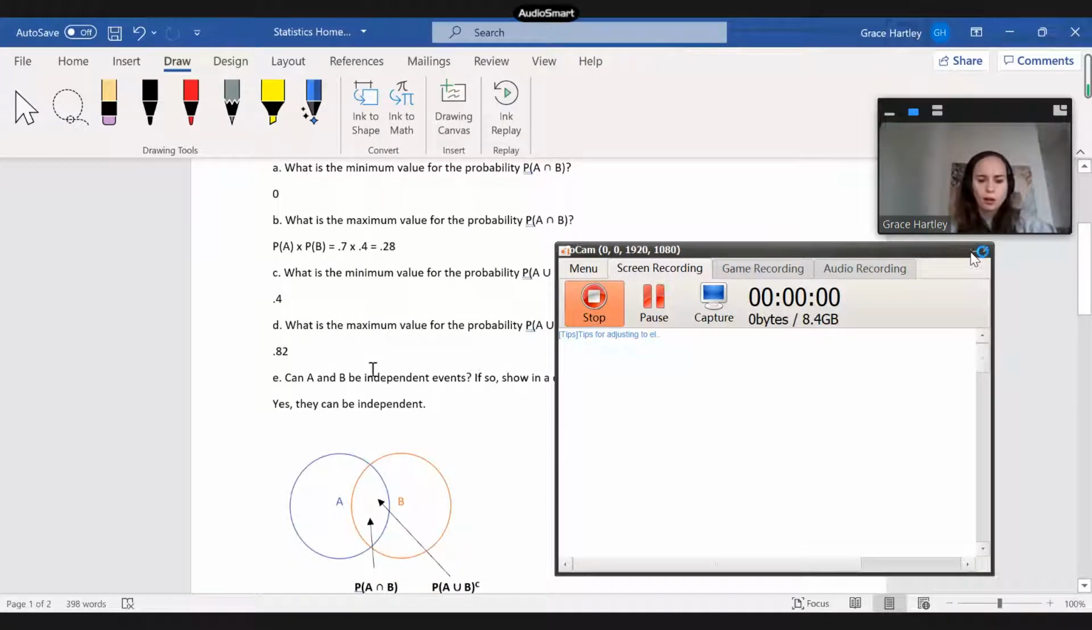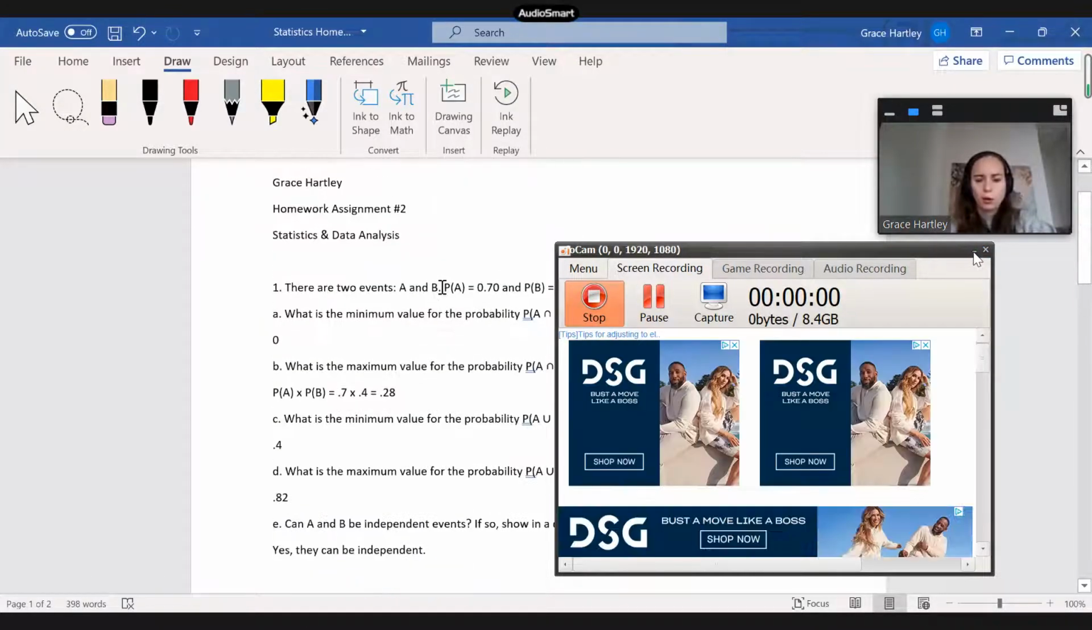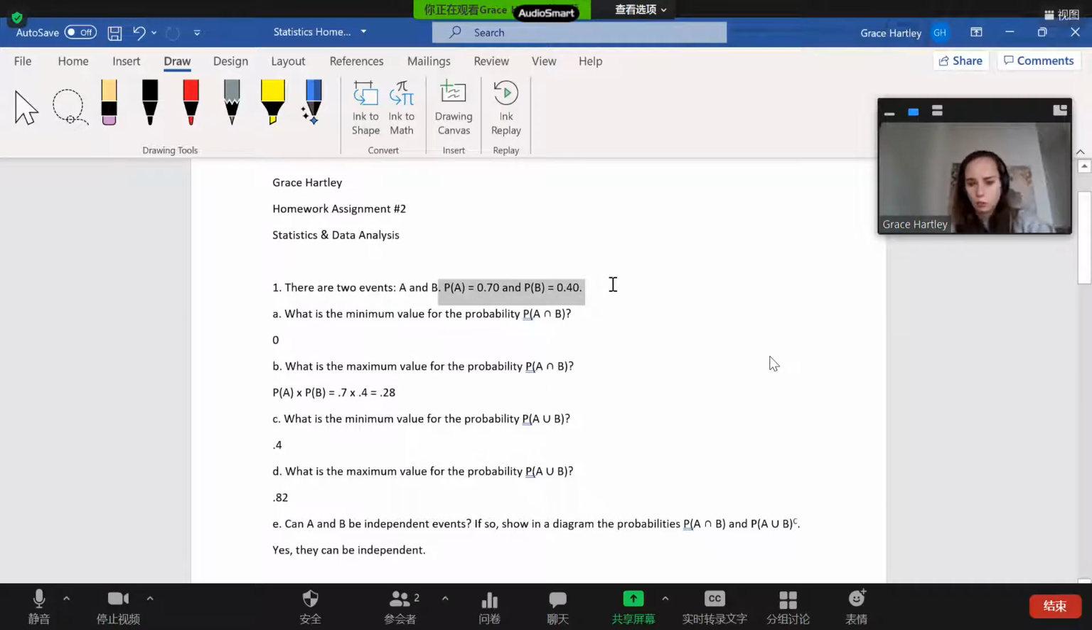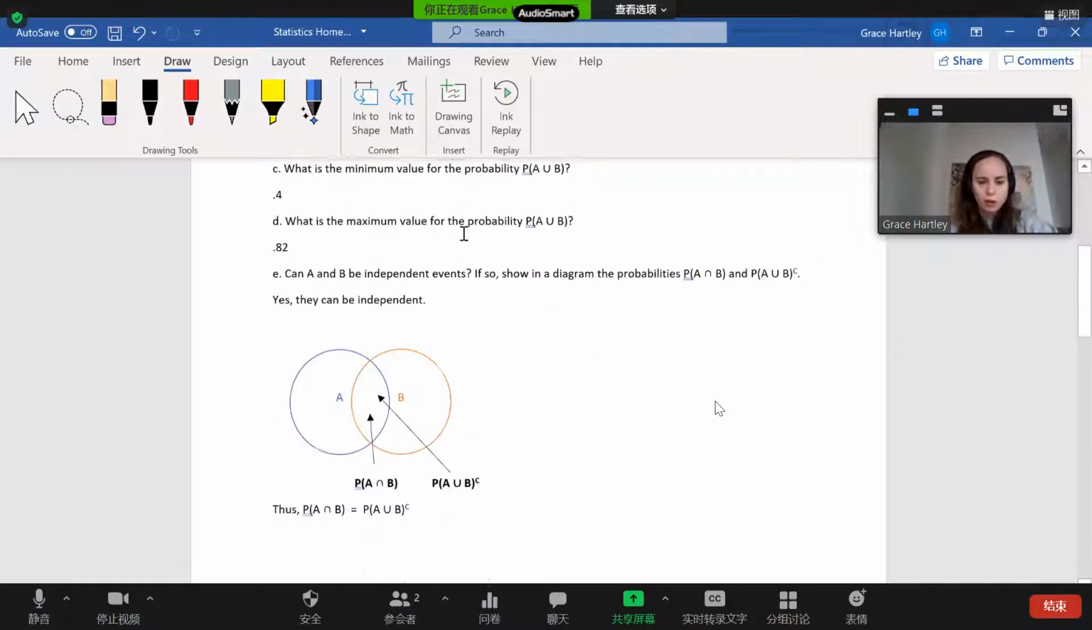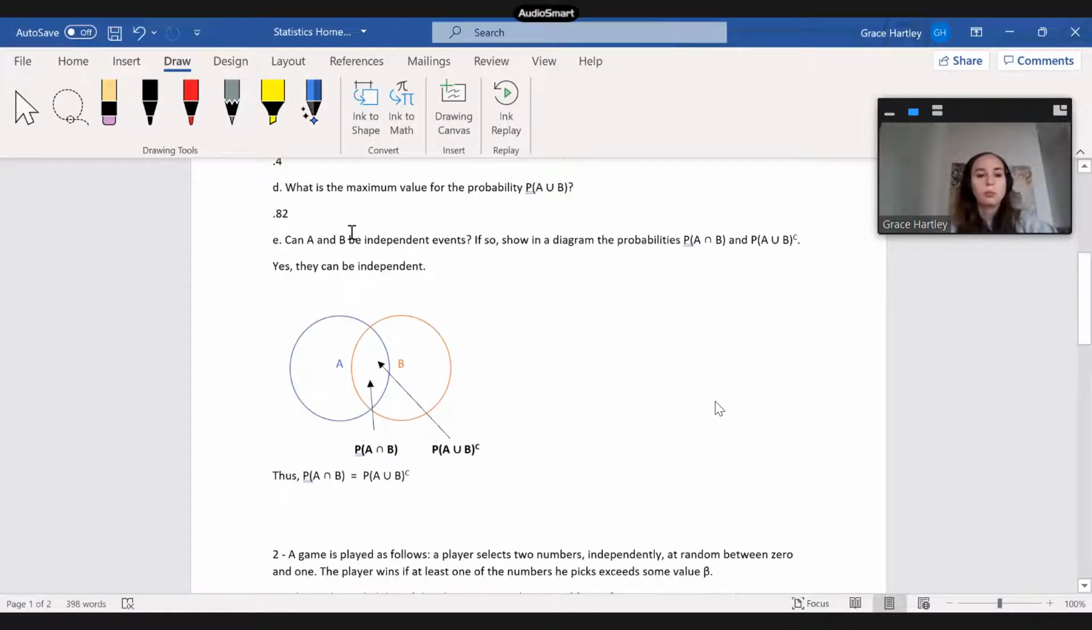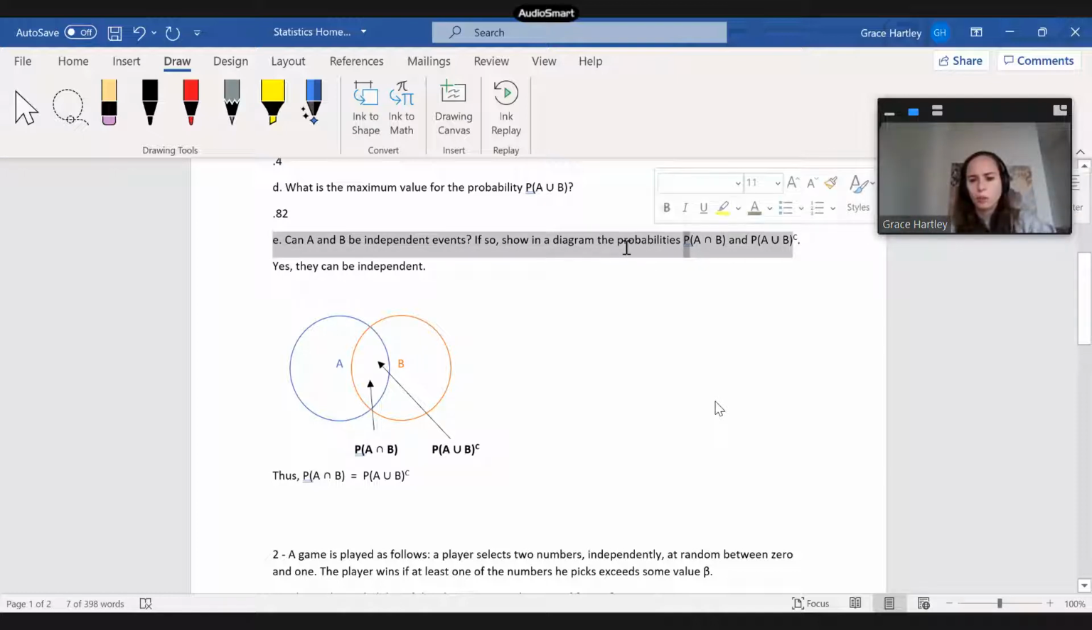It asked about probability of A is 0.7, probability of B is 0.4. I think generally these all made sense. Maybe we can talk about it later. But my question is, I understand the part about can A and B be independent, but I was wondering about this part. If the C is referring to, does that mean it's asking about the complement?